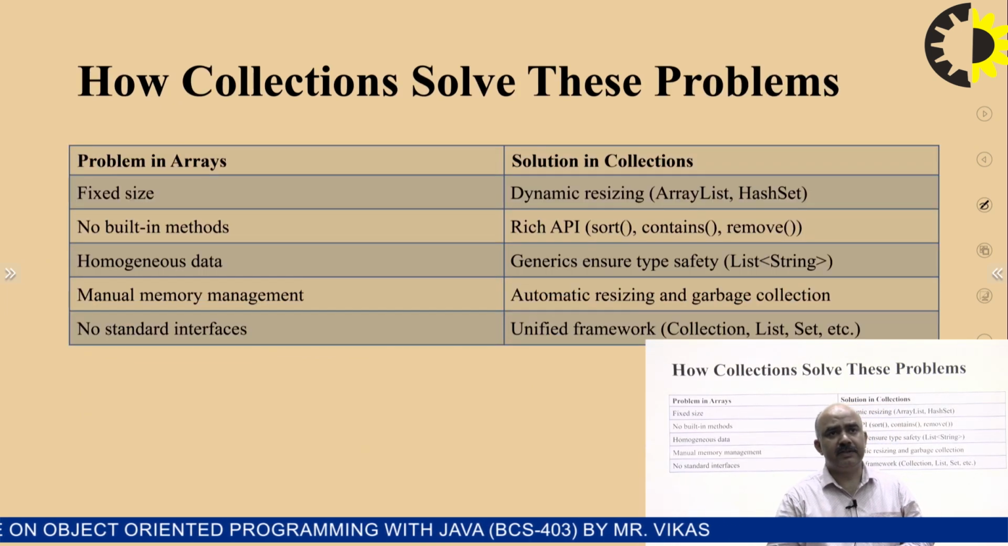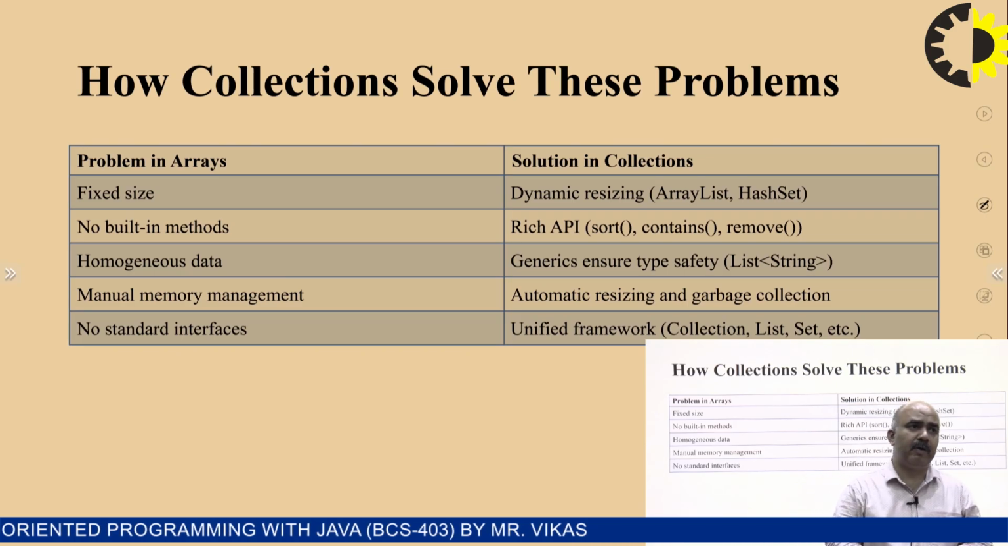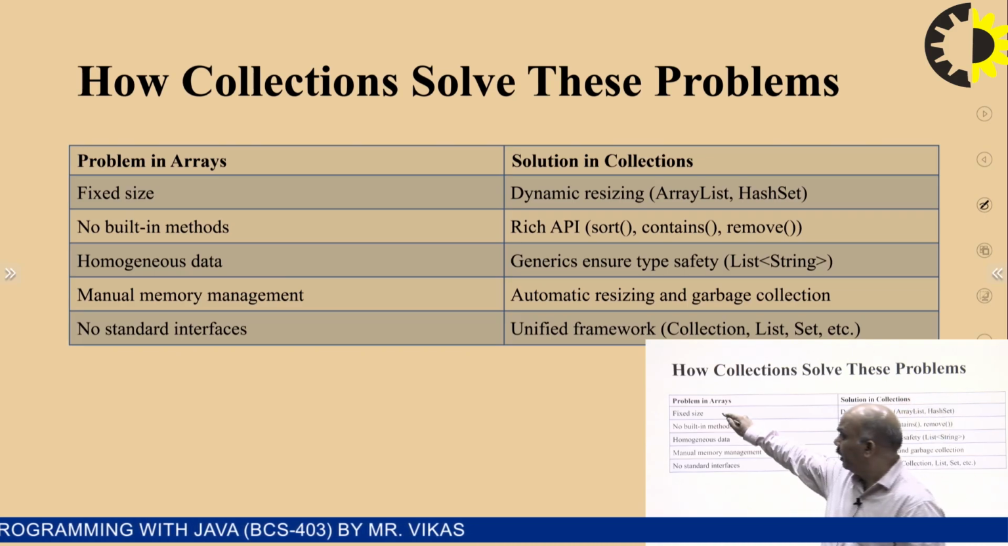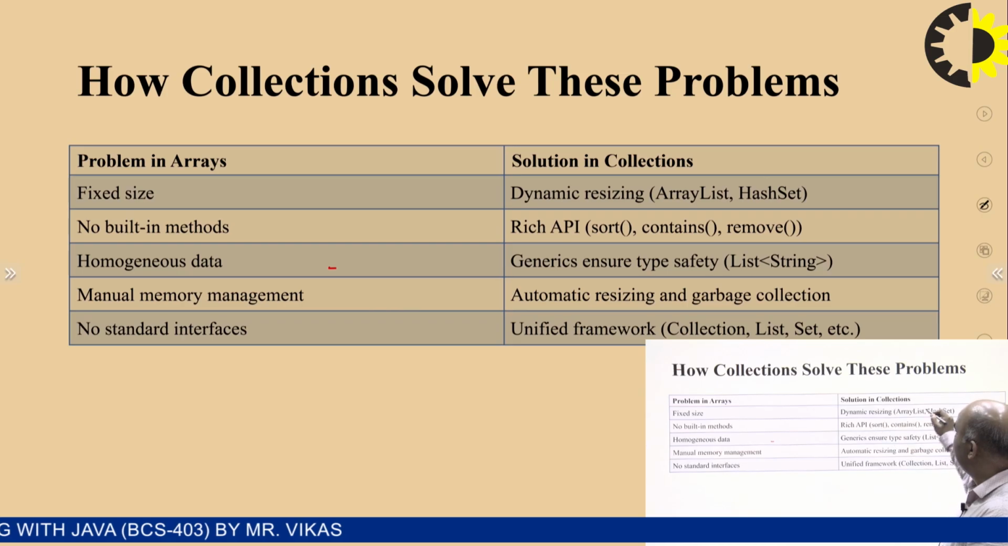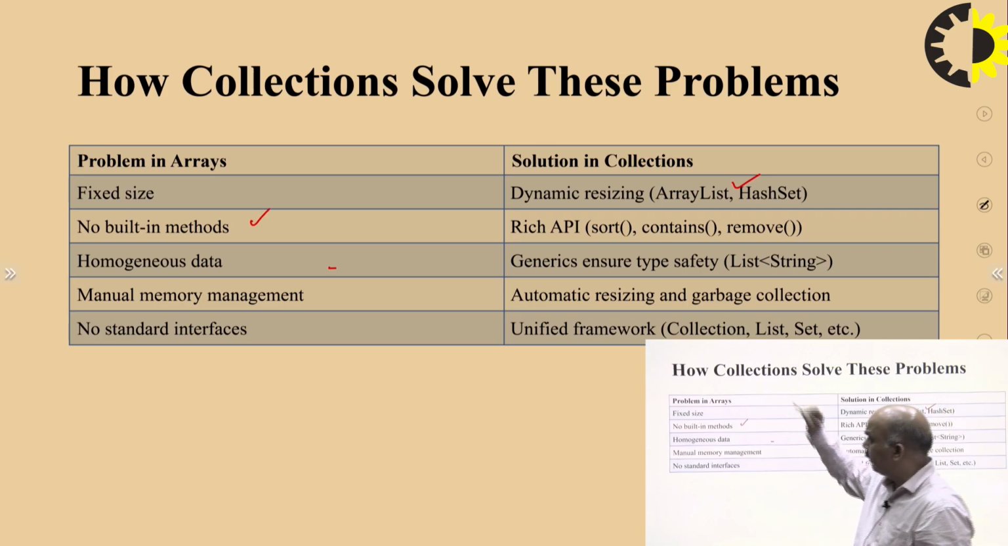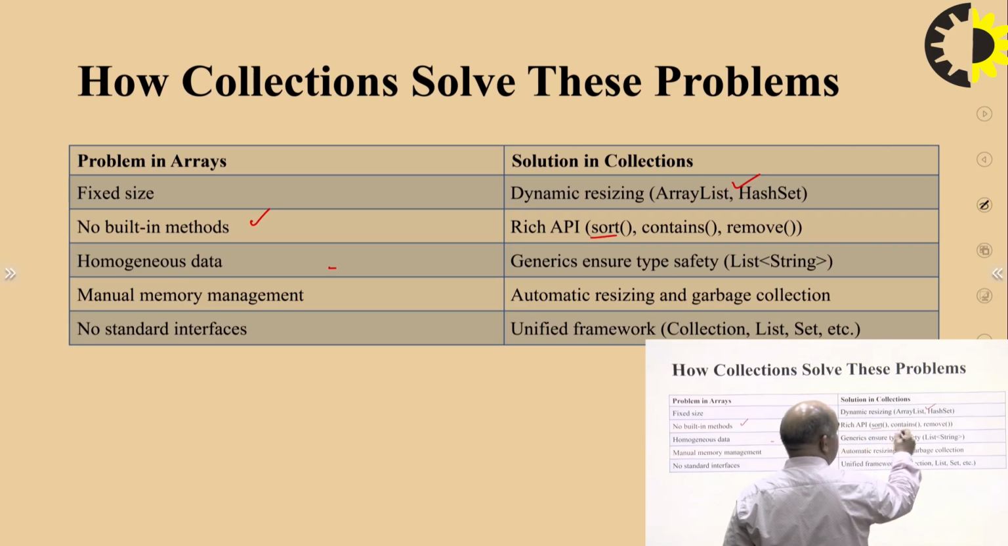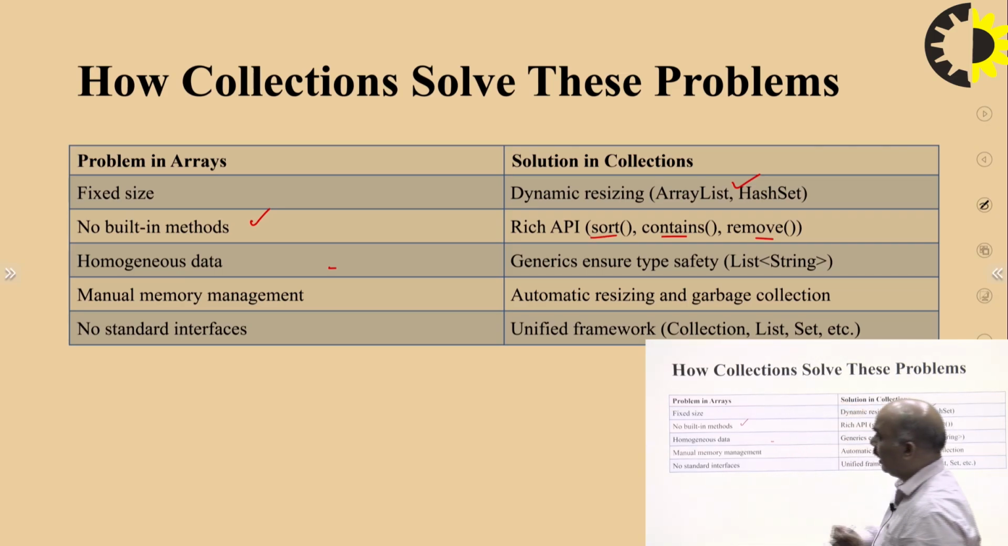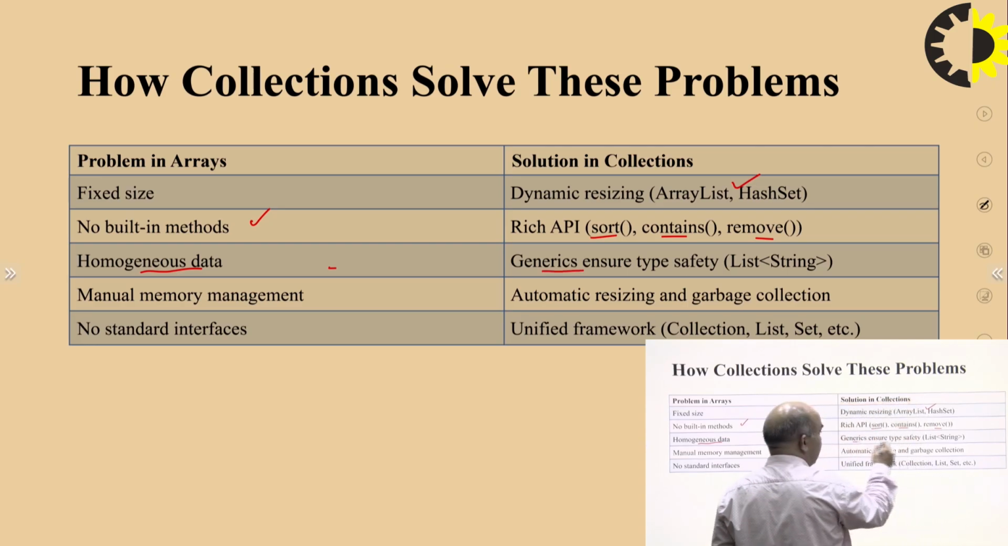So, how does the collection solve these problems? The problem in an array is the fixed size, which is removed with the help of dynamic resizing in ArrayList and HashSets. In arrays, there are no inbuilt methods, but here we have different inbuilt methods like sort, contains and remove. Here we have homogeneous data, so we use generics.